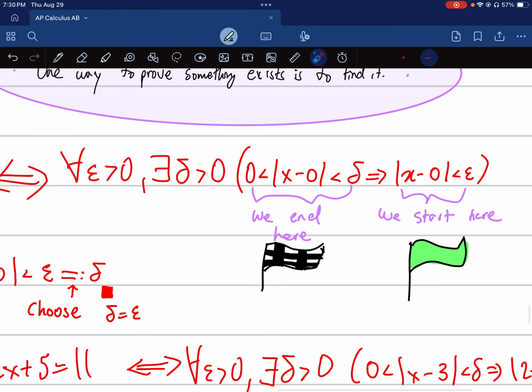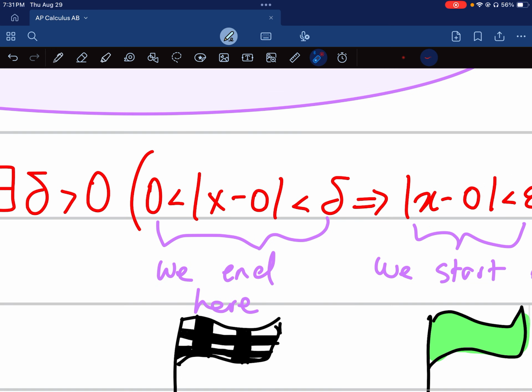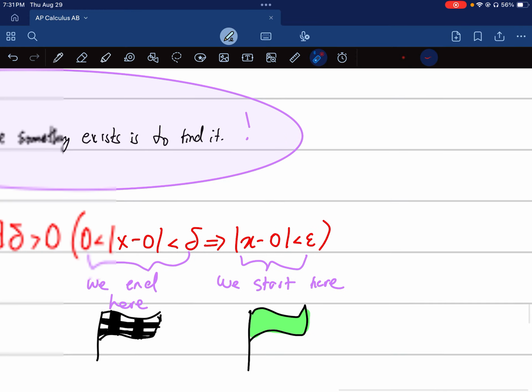So for all epsilon greater than 0, there exists delta greater than 0, such that the following is true, where 0 is less than the absolute value of x minus 0 is less than delta, implies that the absolute value of x minus 0 is less than epsilon. We're plugging in 0 as our x naught, and our L is also 0, and our f of x is x. So notice these two are literally the same thing. This is why this proof is going to be the easiest one.